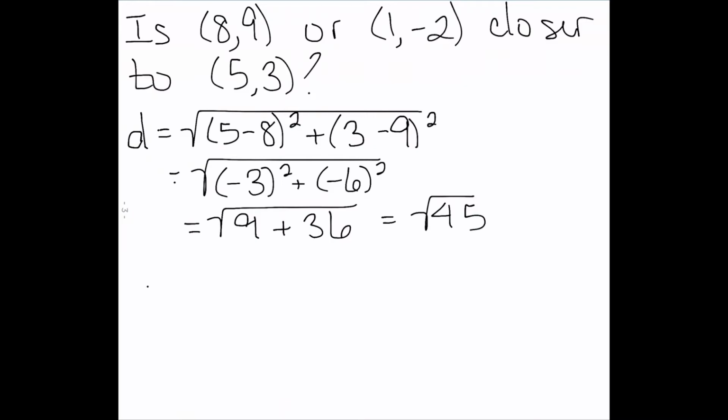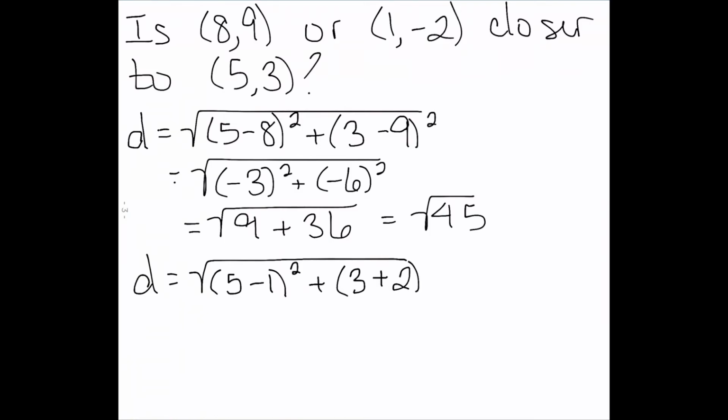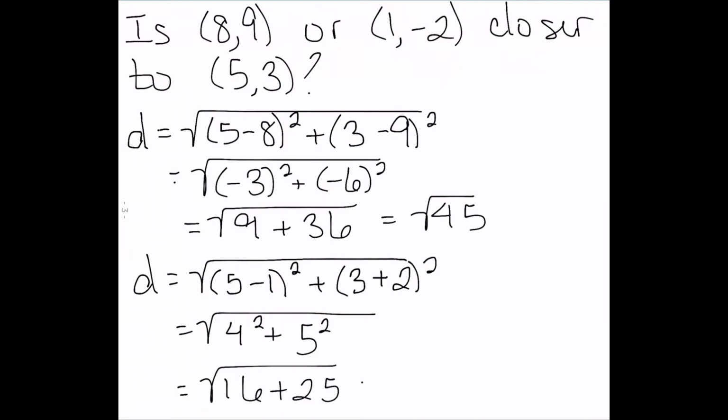What about my other point? 1, negative 2, and 5, 3. So x2 is 5, minus x1, which is 1, plus y2 is 3, minus negative 2. That gives me 4 squared plus 3 plus 2 is 5, so 5 squared. The square root of 16 plus 25, which is 41. So the point 1, negative 2 is actually closer to 5, 3.